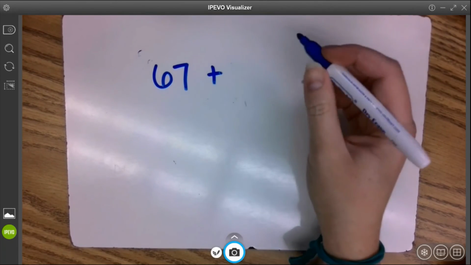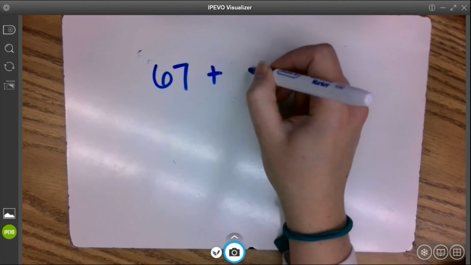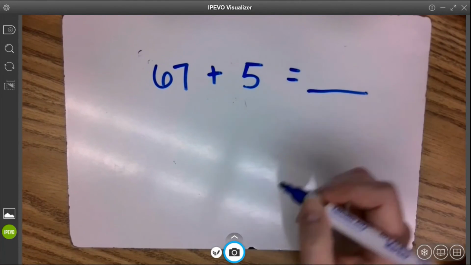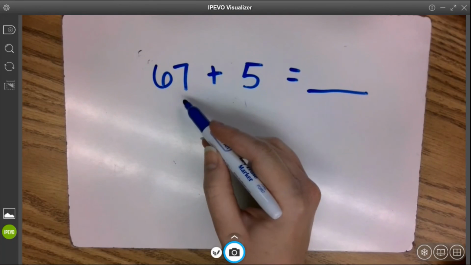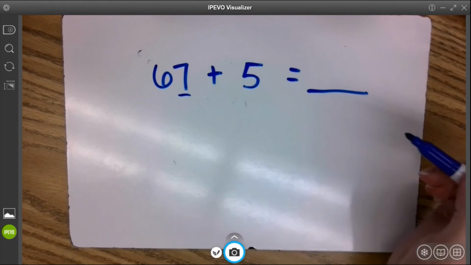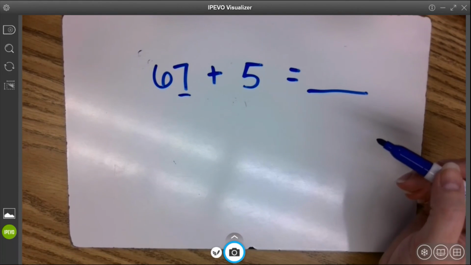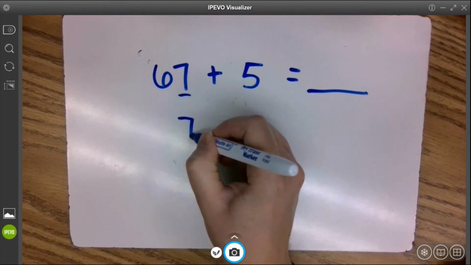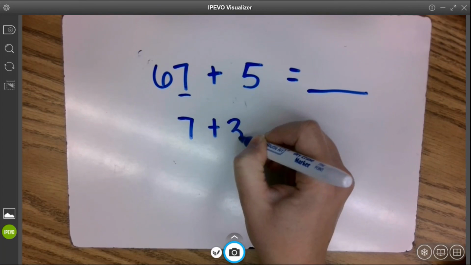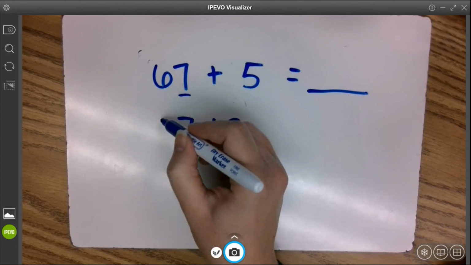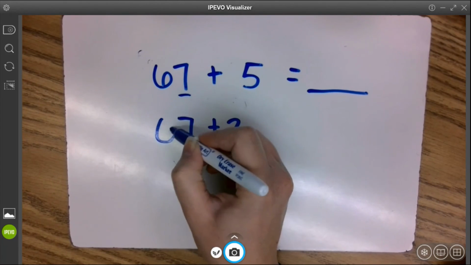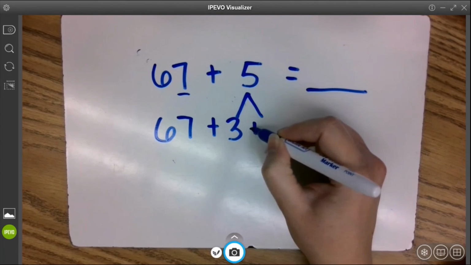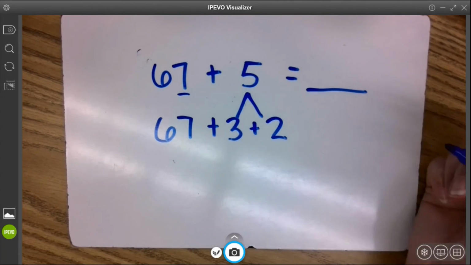67 plus 5. Okay, so the first thing you want to do is think about, what is the number 7's 10 buddy? 3. If I have 7 plus 3, I would make a 10. Of course, we're going to keep that 6, so it's 67 plus 3, which leaves us still with 2 more.